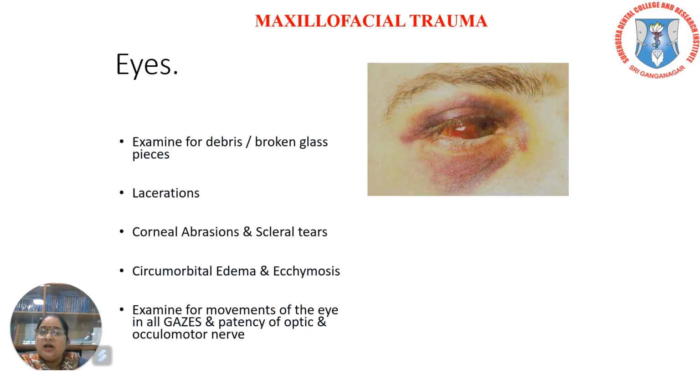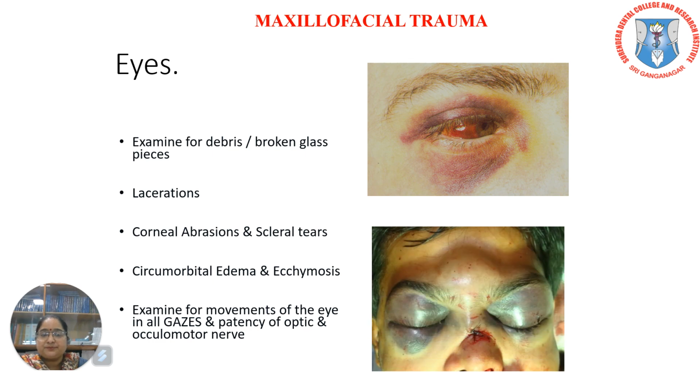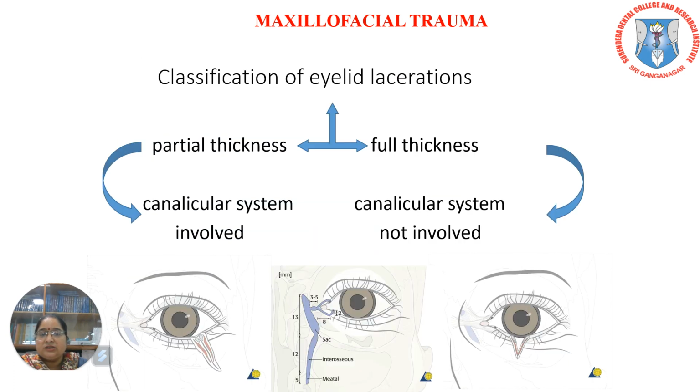Eyes: we can check the eyes of the patient for any debris, broken glass pieces, any lacerations, corneal abrasions, scleral tears, circumorbital ecchymosis, or circumorbital edema. Examine the movement of the eye in all the gazes, upward, downward, and lateral movements, and check for the patency of the optic and oculomotor nerve.